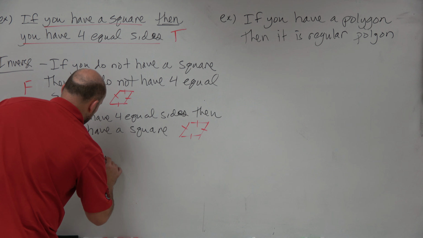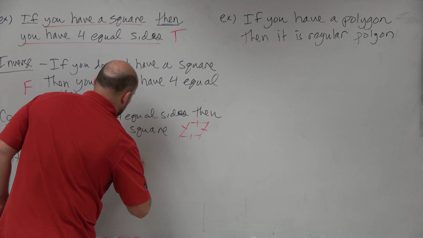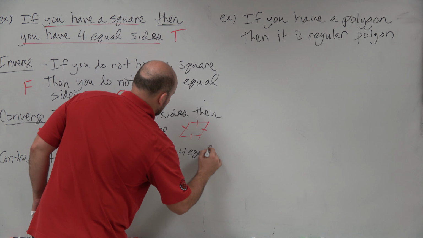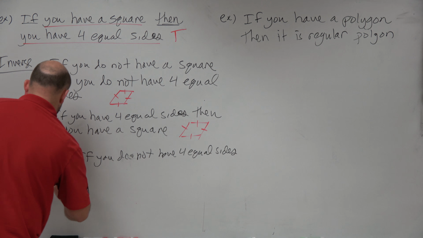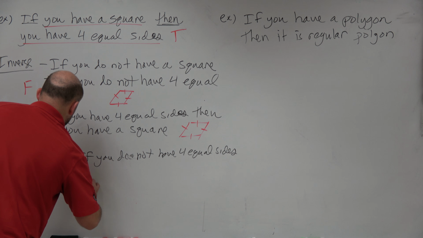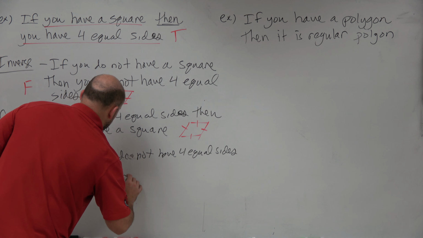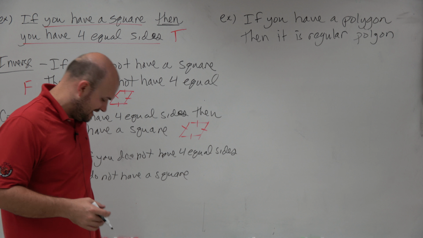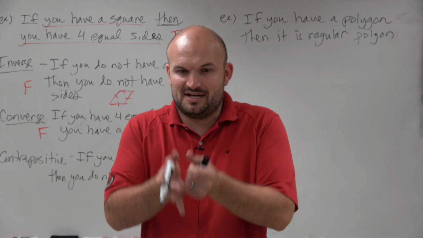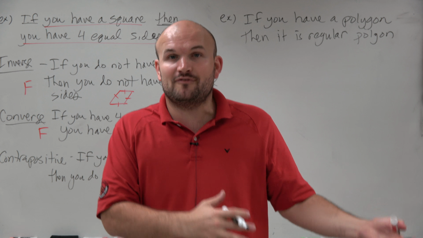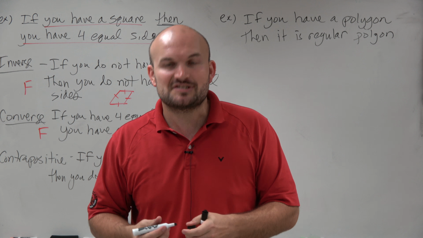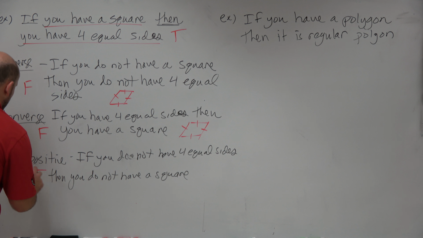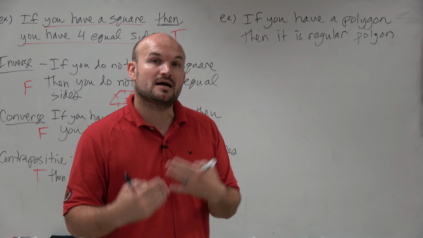So if you do not have 4 equal sides, then you do not have a square. And you can see that this goes exactly with our definition of a square. A square has 4 equal sides and 4 right angles. So if you don't have 4 equal sides, you obviously cannot have a square. So therefore, the contrapositive is going to be true. Now, the last thing I mentioned in my introduction is we want to talk about logically equivalent.